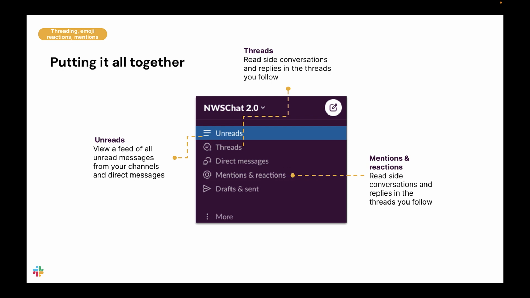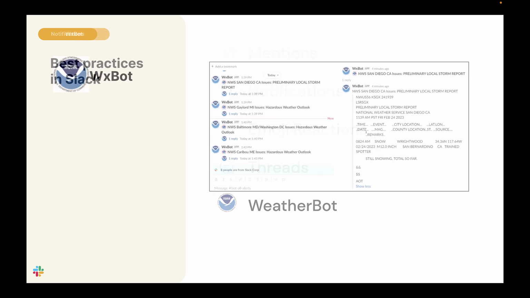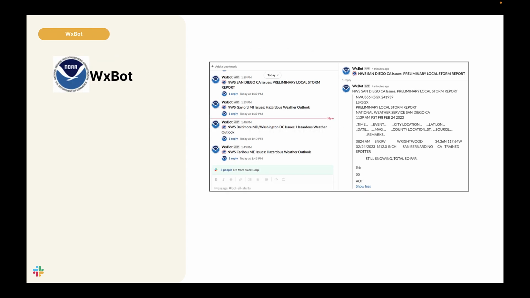And lastly, if you want a feed of all your unread messages across all conversations, you can click More on your sidebar, then select Unreads. From there, you'll see unread messages across all the channels you're a member of. Next, let's discuss the WeatherBot. WeatherBot is a replacement for the NWS bot in the legacy system that most of you are already familiar with.